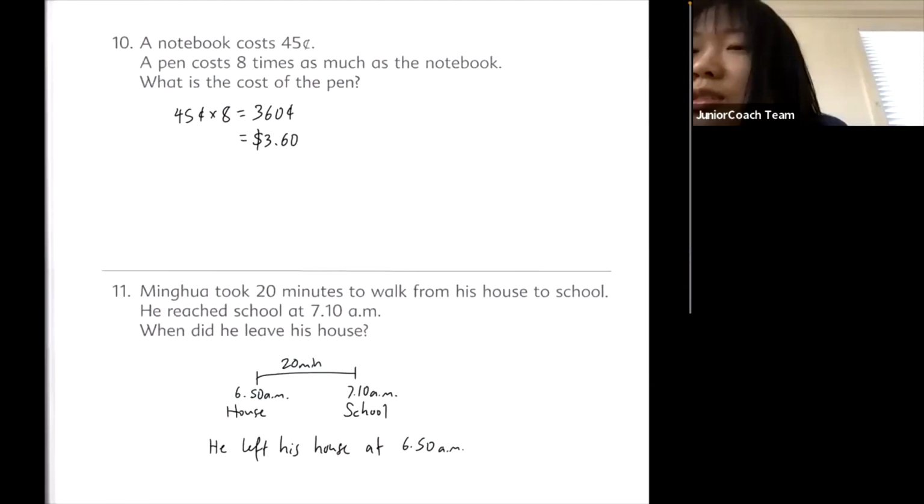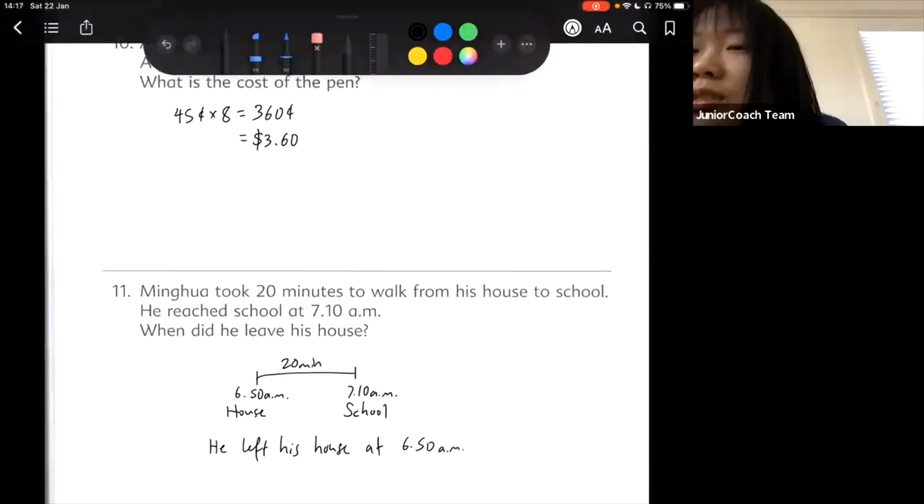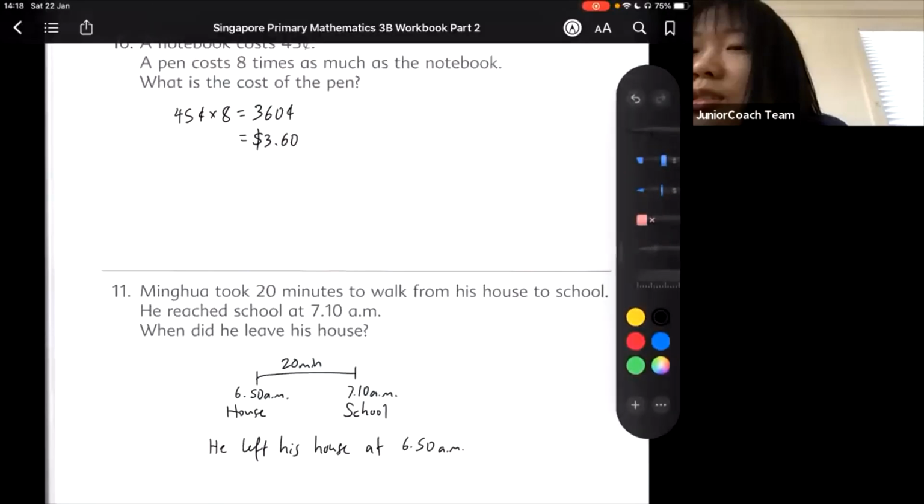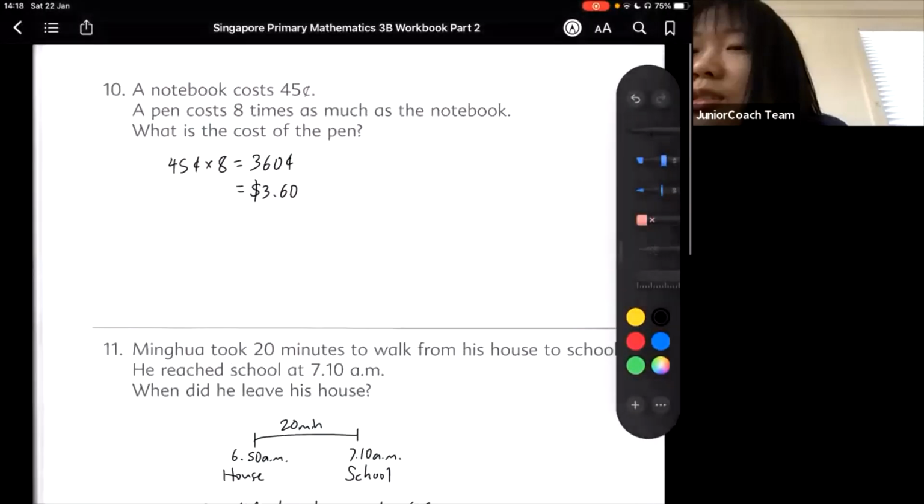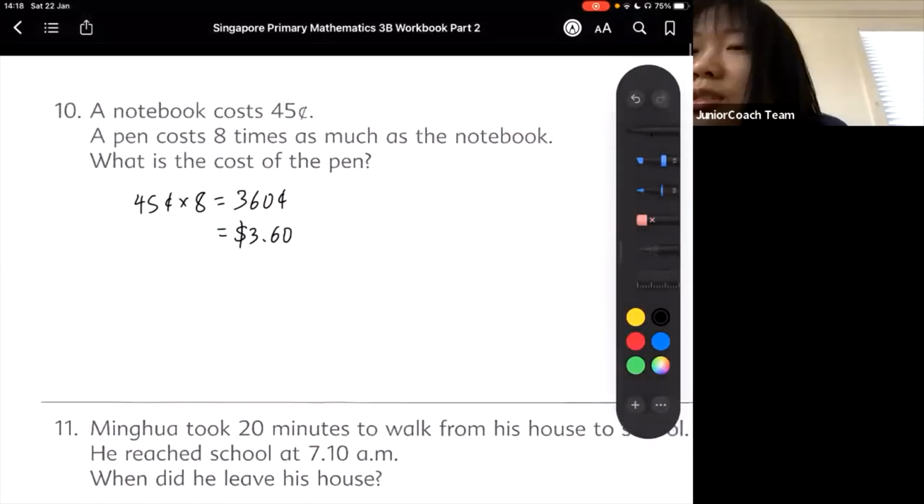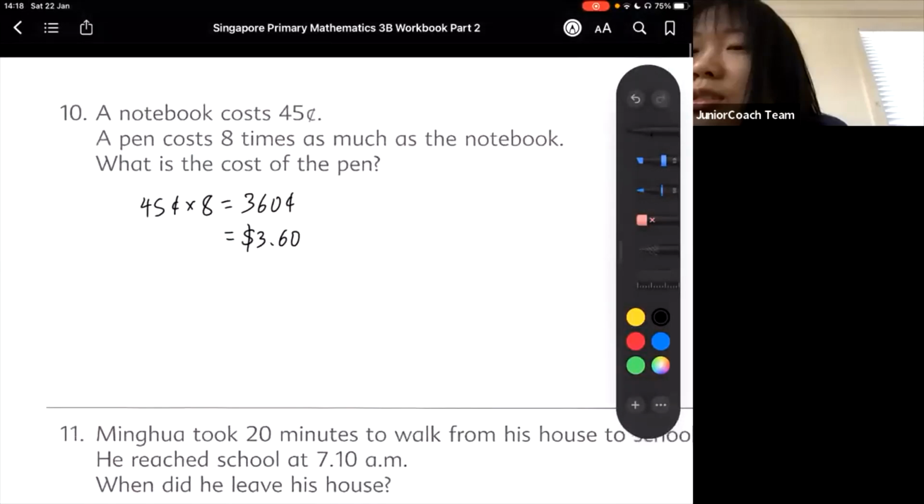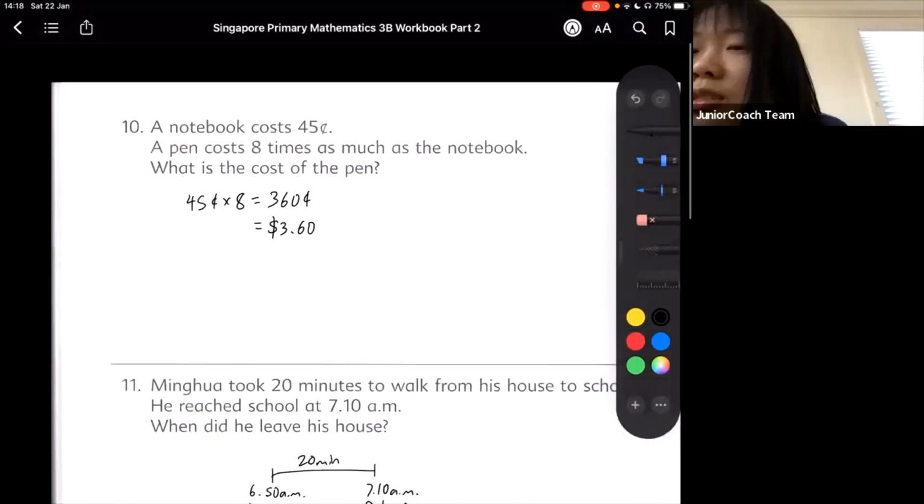Okay, and we are on the last page of our homework for revision 9. A notebook costs 45 cents, and a pen costs 8 times as much as the notebook. What is the cost of the pen? This pen is pretty expensive.